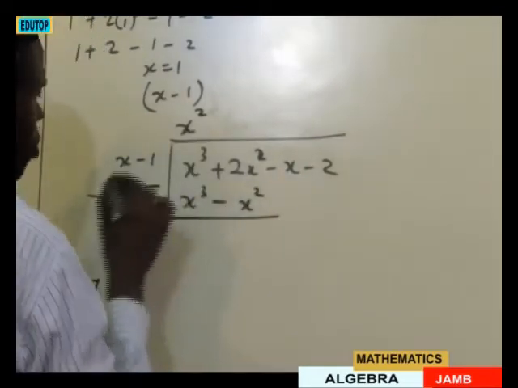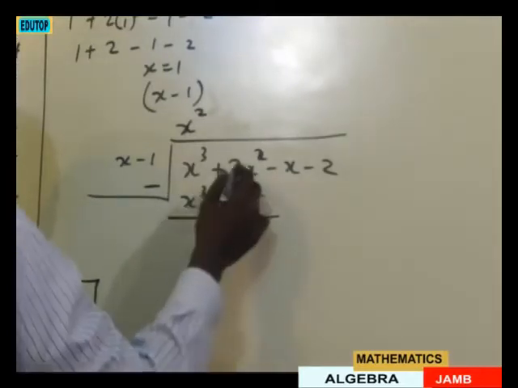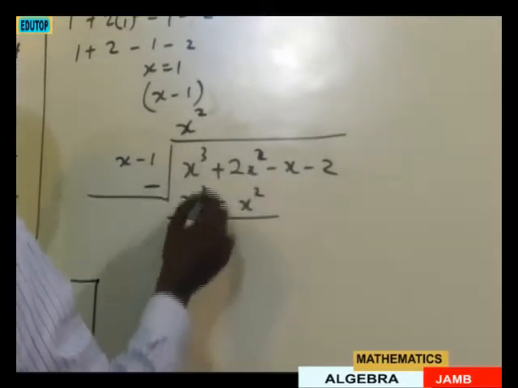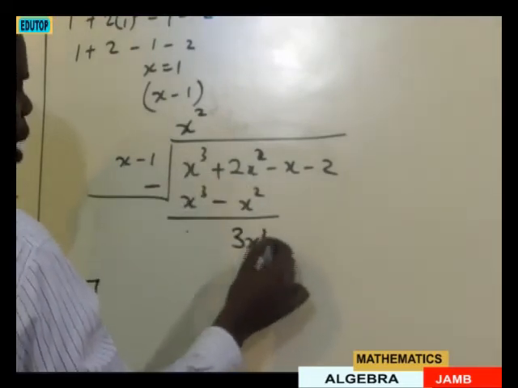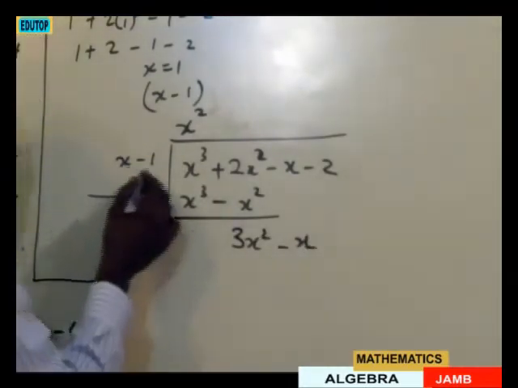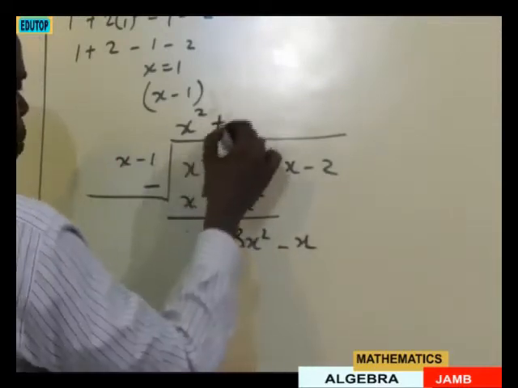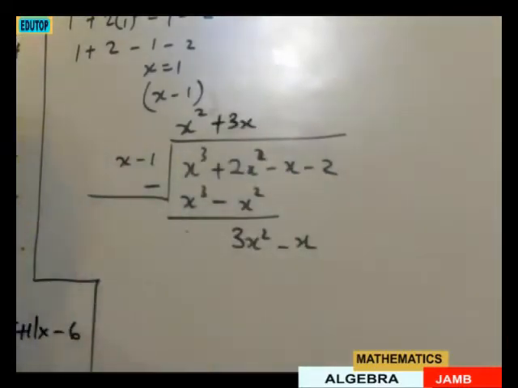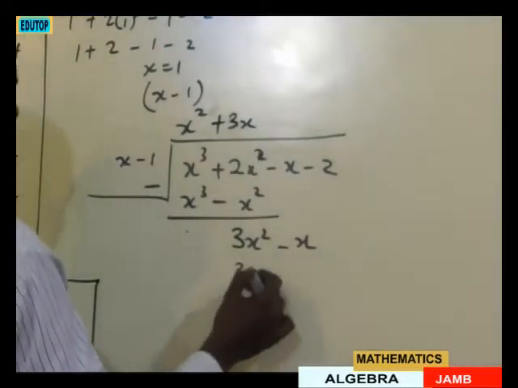Put a line like this, subtract. This minus this, it will cancel, 0. This minus this, that will become this plus this, that's 3x squared. Bring this one down, x minus x. Use this one again to divide this, I will have 3x, that's plus 3x. That's what I'm going to get. Plus 3x multiplied by this again, that will be plus x squared.